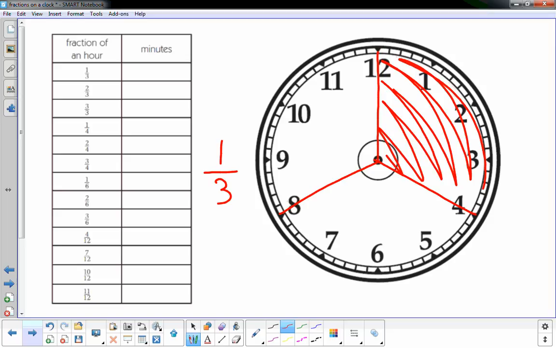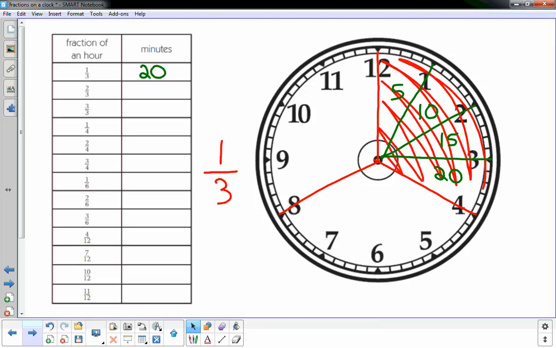And now I have to think of that in minutes. Well, I know that every large number right here is 5 minutes. This is 5 minutes, this is 10 minutes, the 3 is 15 minutes, and when you get to the 4, that's 20 minutes. So 1/3 of an hour is 20 minutes. Let me erase this so I can do the next problem.